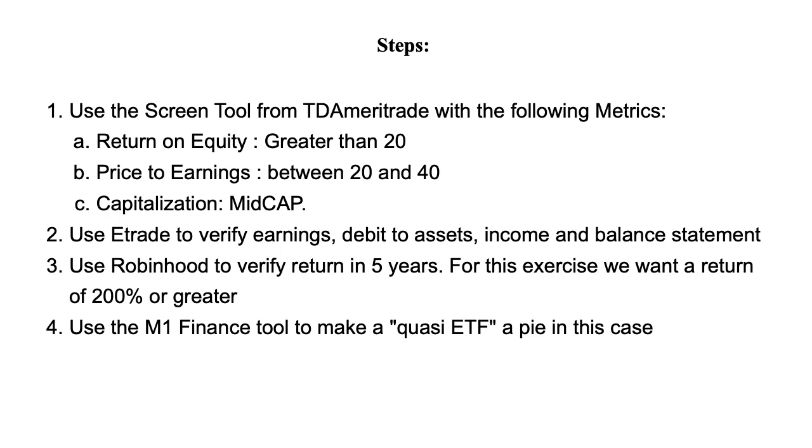And then we're going to use the M1 financial tool to make a quasi ETF in a pie. They call it a pie that you can invest whatever you need to. You can invest $50, you can invest $1,000. So it's almost like it lets you leverage compounding and fractional investment as well.